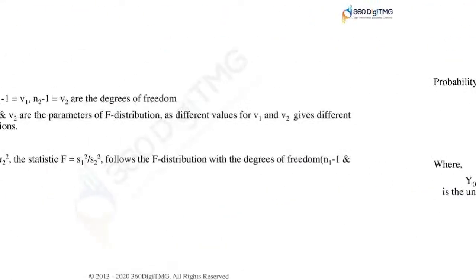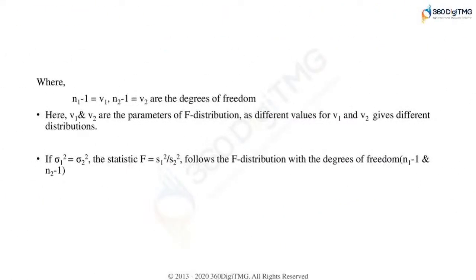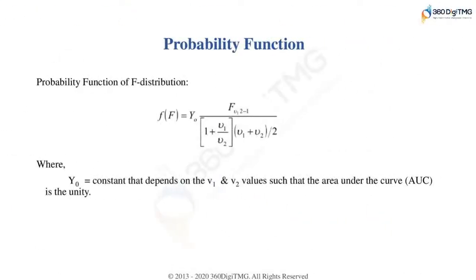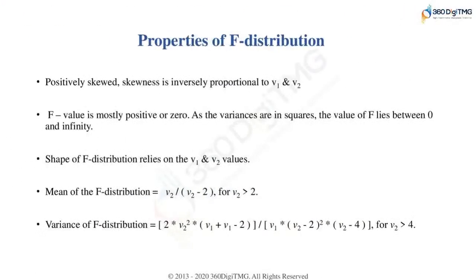Now, this is, of course, the probability distribution function, wherein you have the probability values associated with each of the values. Of course, this is not so essential. We will not get into that. We'll just look into the probabilities of the F distribution. It is right-skewed, and it always takes positive values. All right, and the F value may be positive or 0, as the variances are squares. And the shape of the distribution relies on the V1 and V2 values.